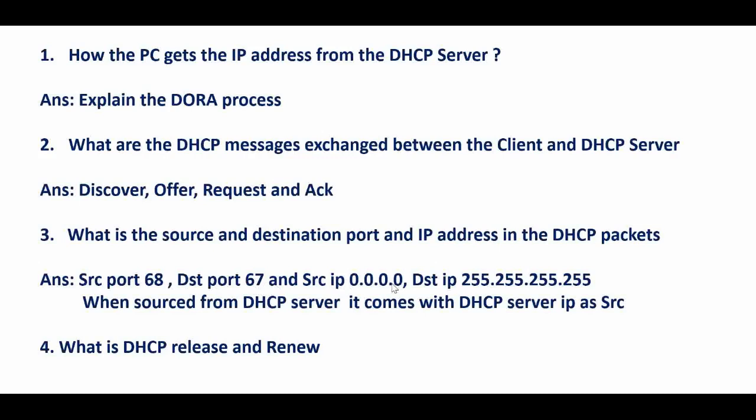The only thing that changes here is the source IP. When the client is sending the DHCP discovery, the source IP will be 0.0.0.0, and the destination IP will be 255.255.255.255, which is a broadcast IP. And when the server is sending a reply, the DHCP server's own IP address will be the source IP address, and the destination IP remains the same throughout the DORA process, which will be 255.255.255.255.